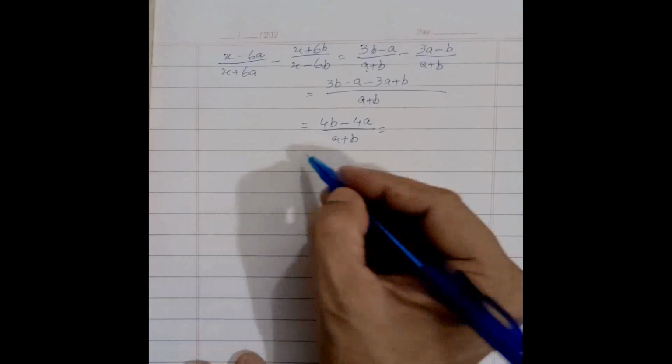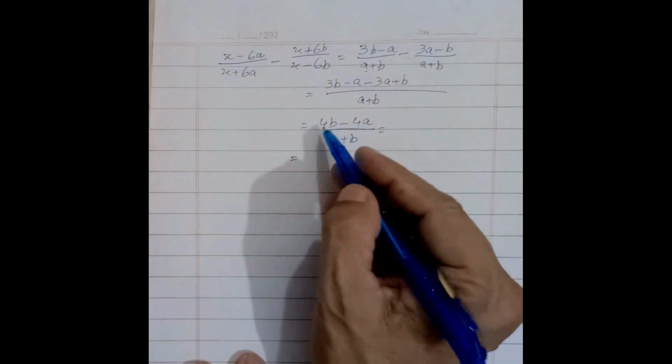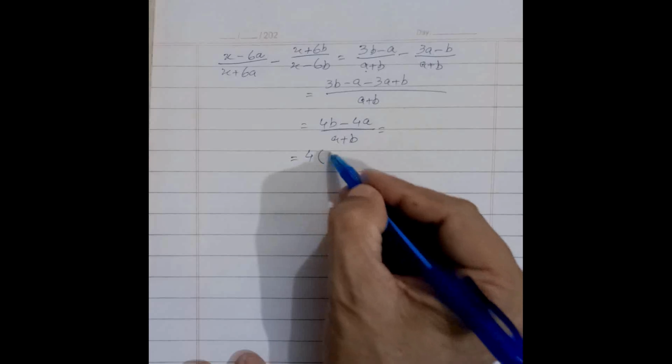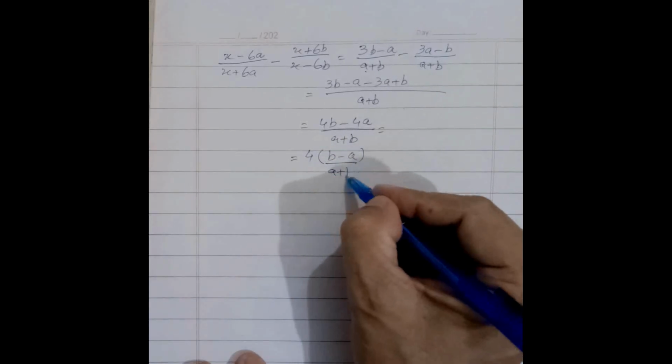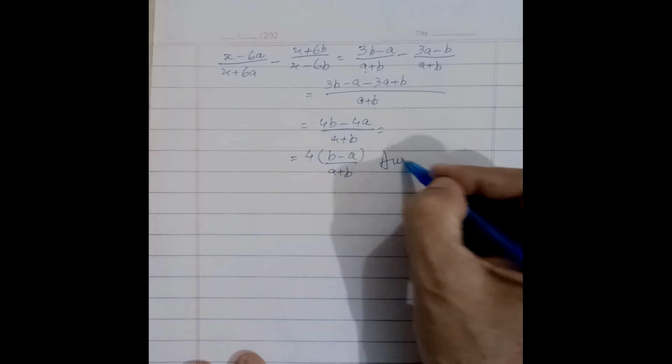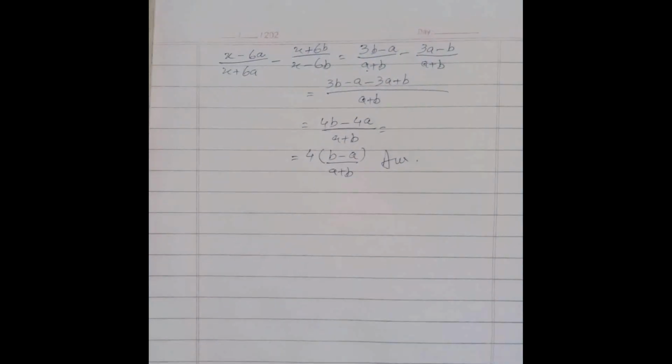Now further we simplify the values. We get 4 common, (b minus a) over (a plus b), and it is the answer of question 3, part 3.